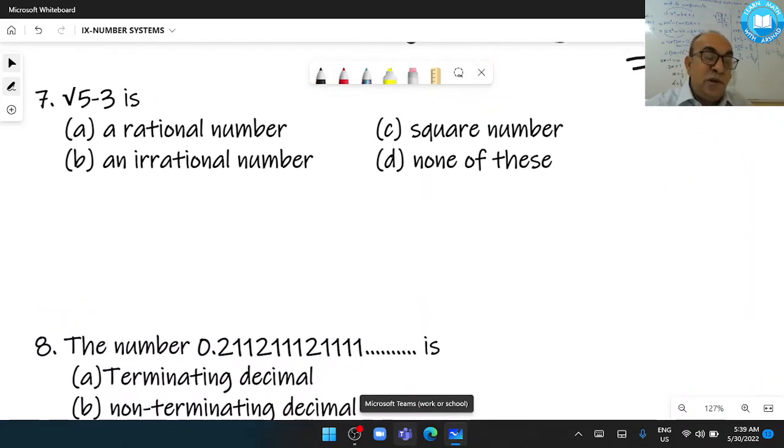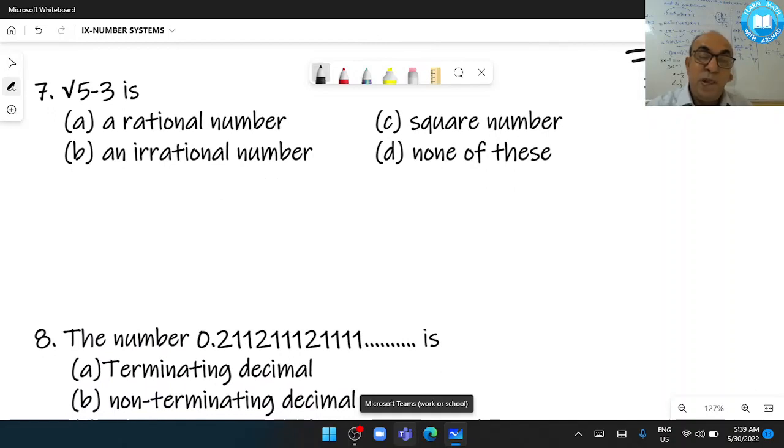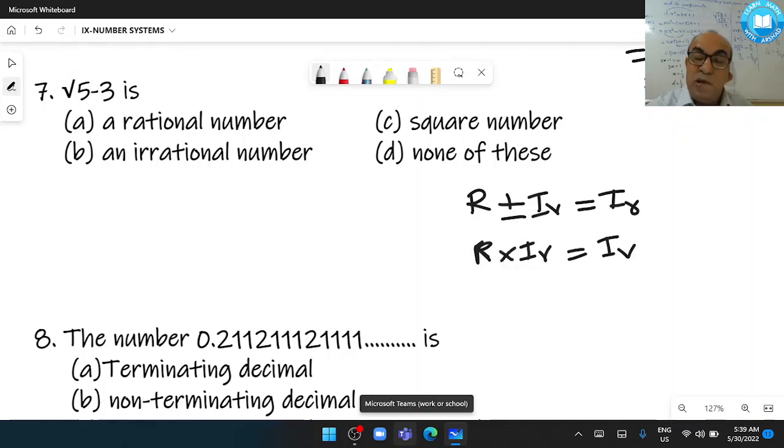Now bachcho, is square root 5 minus square root 3 rational, irrational, or a square number? None of this. Remember this combination: rational plus or minus irrational is equal to irrational. Rational times irrational is equal to irrational, but r should not be equal to 0, meaning the rational number should not be 0.